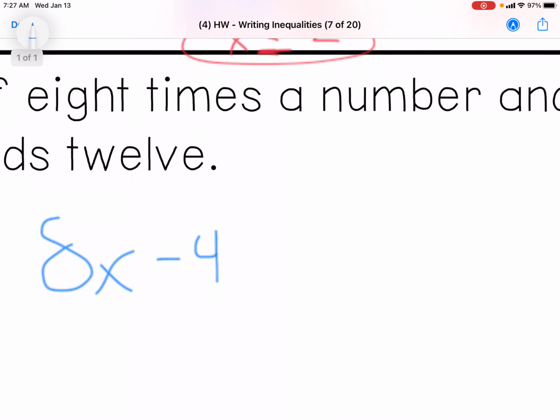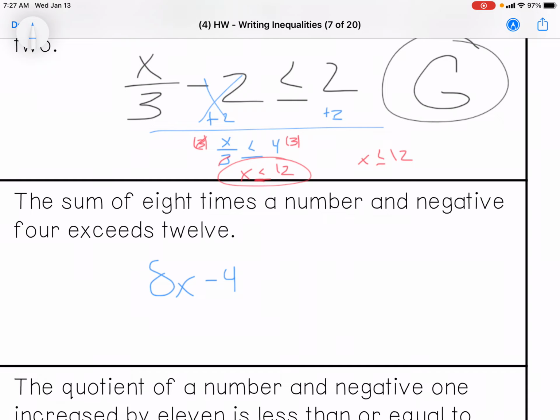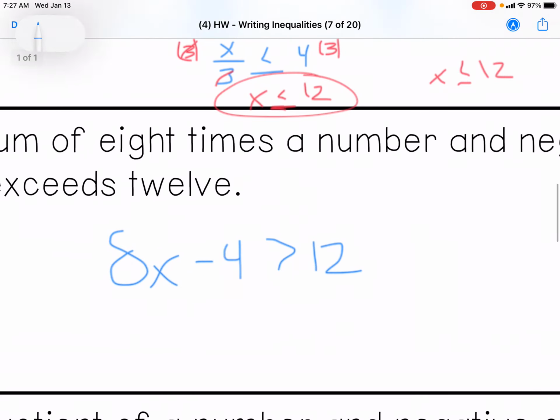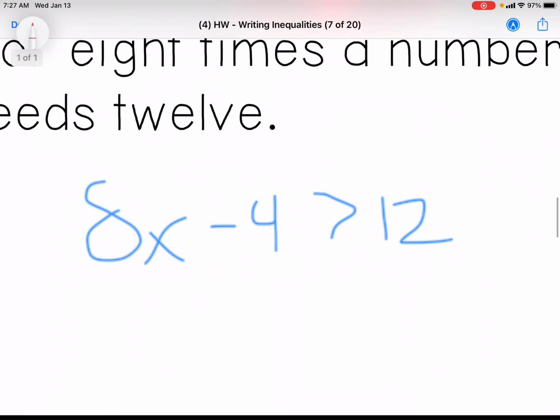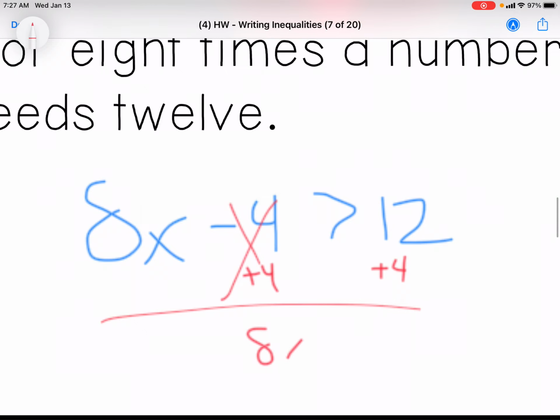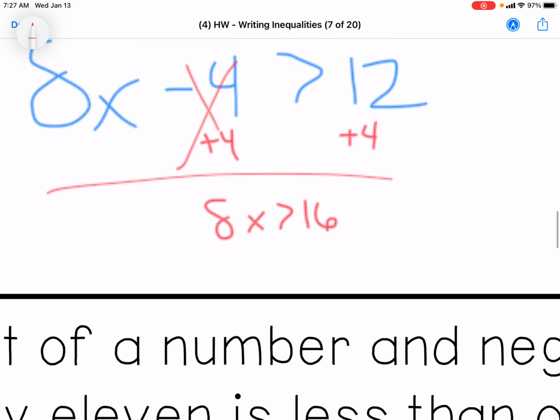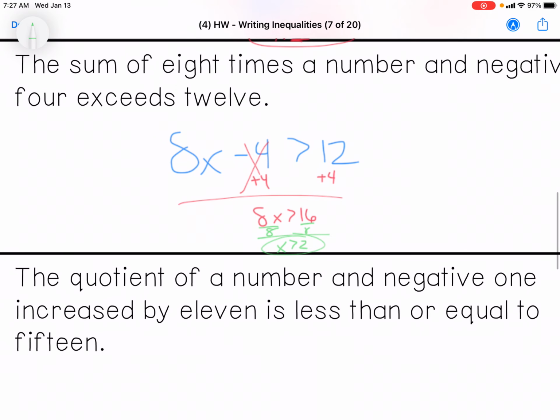So I'm just going to write 8x minus 4 exceeds 12, which means it is greater than 12. Add 4 to both sides. You get 8x is greater than 16. Divide by 8. X is greater than 2. And if you go down the bottom, I believe that is R.